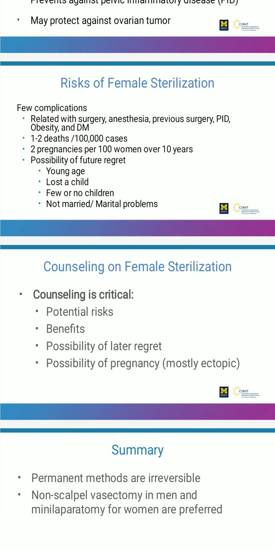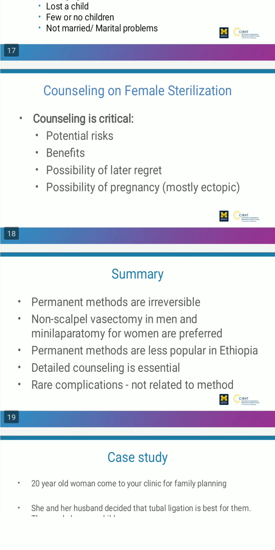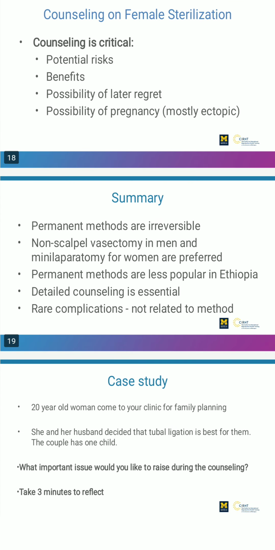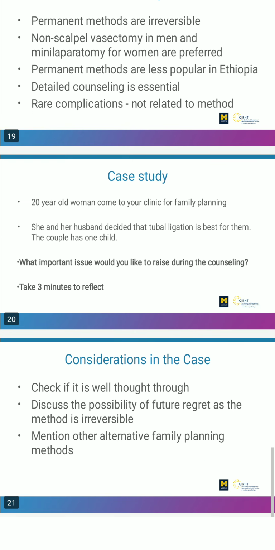Counseling on female sterilization is critical. It covers the potential risks, benefits, possibility of later regret, and possibility of pregnancy, mostly ectopic. In summary, permanent methods are irreversible. The non-scalpel vasectomy in men and the mini laparotomy for women are preferred. Permanent methods are less popular in Ethiopia, and detailed counseling is essential; complications are rare and not related to the methods.